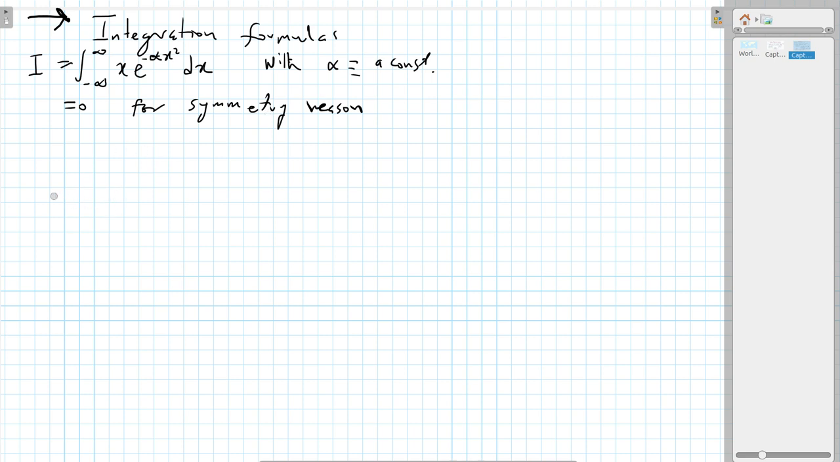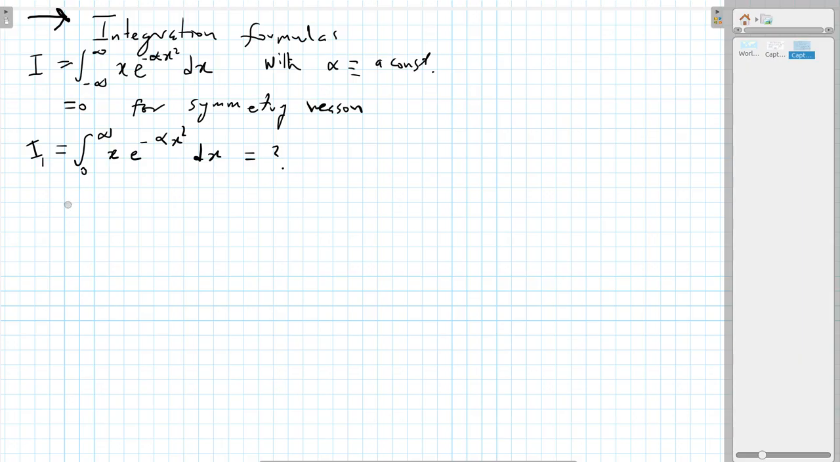Next is integration, which I'm going to call big I1. Supposing instead of integrating from minus infinity to infinity, we're going to integrate from 0 to infinity x e to the minus alpha x squared dx. What's the answer for this? Okay. For solving this, we do some revision on how to do integrations.